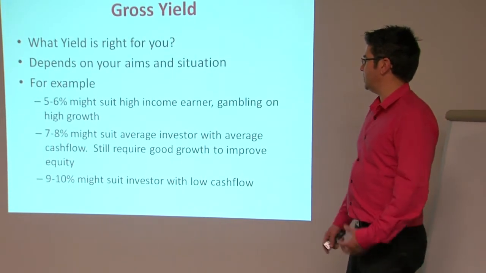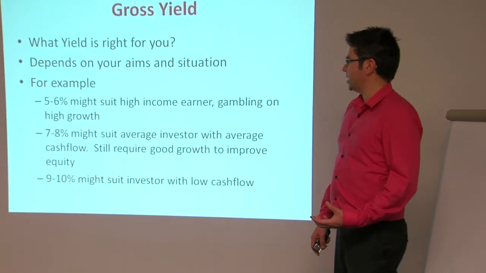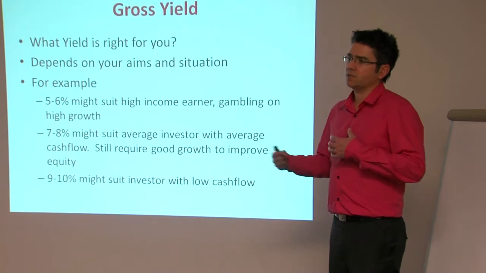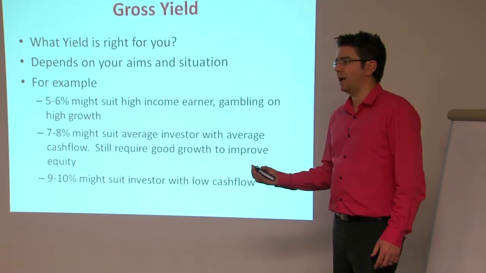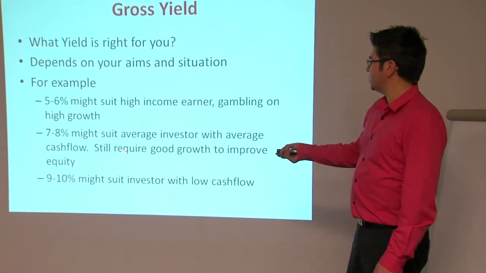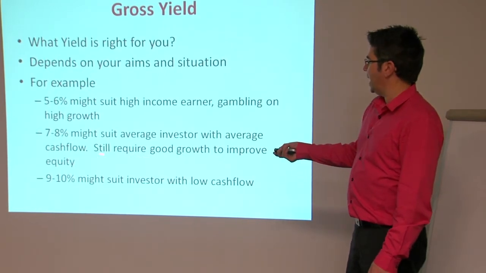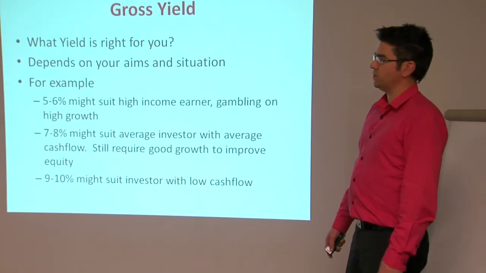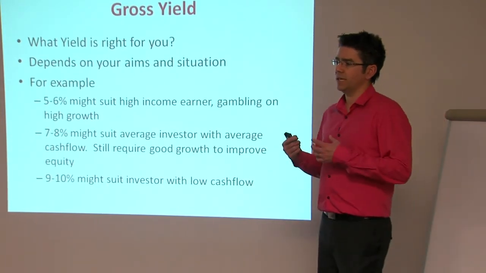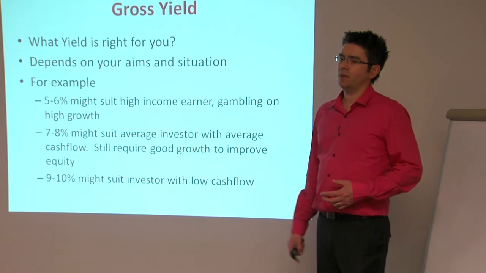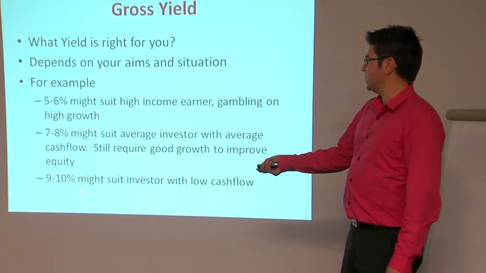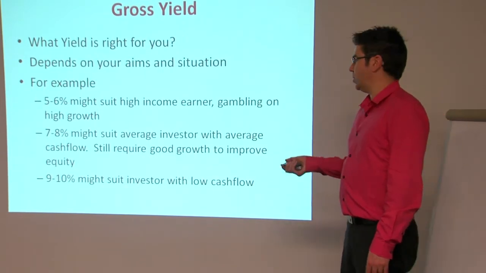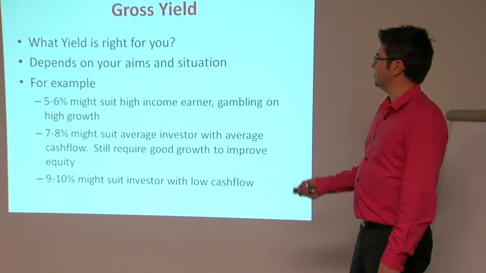7 to 8% might be your average investor. They've got average cash flow, so they want it to be more or less break even. They don't want to be putting in thousands and thousands of dollars year after year, so they still require good growth and a reasonable cash flow. 9 to 10% might suit an investor with low cash flow. They're actually wanting to get something out of the property rather than putting it in. And so 9 to 10% will be safe even with interest rates going up, and at the moment it's going to give them some extra cash.